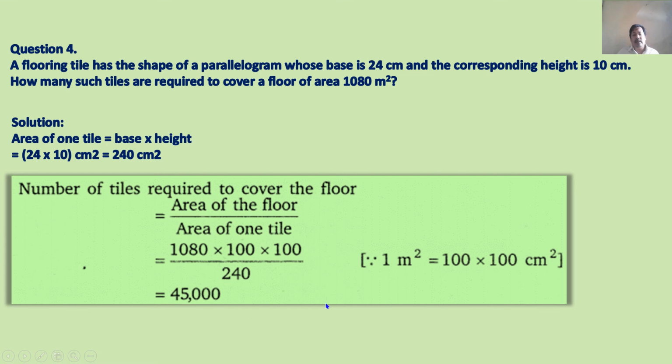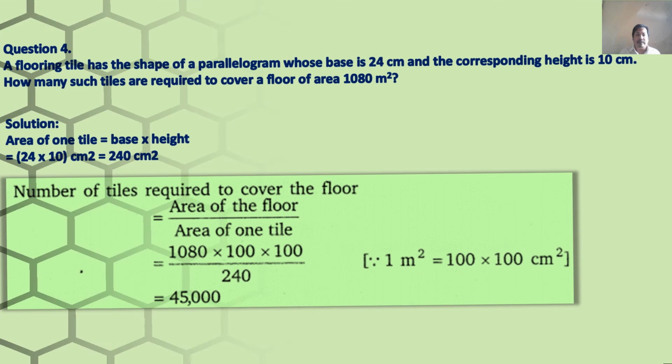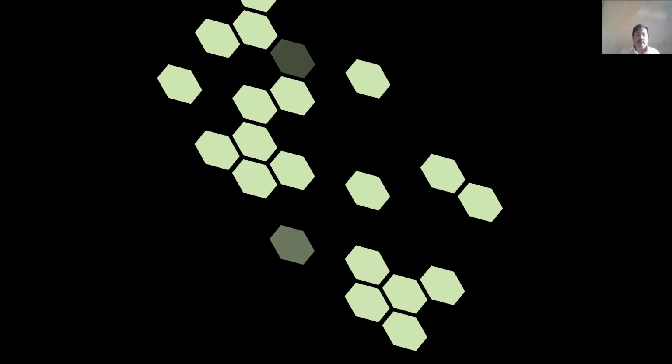Yes. So here also centimeter square and centimeter square will be cancelled, and no more centimeter, only the number figure is there, and this figure is the number of tiles required for the flooring. Okay, so this is the answer for question number 4. Now let us go to question number 5.